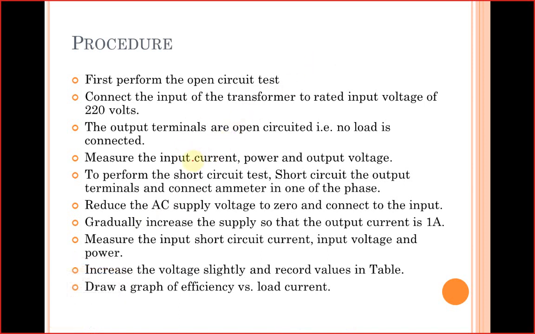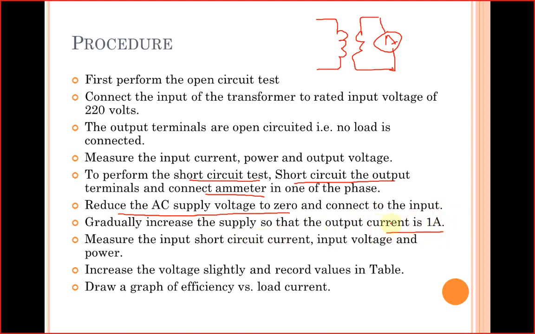So to perform the short circuit test, we will short circuit the output terminals, and we will connect an ammeter to the output, the secondary. You can see that here we will just add an ammeter over here. Then we will reduce the AC power supply to 0, and gradually increase it up to a current of 1 ampere. This 1 ampere is actually the rating of your secondary, so we will be looking at the secondary.